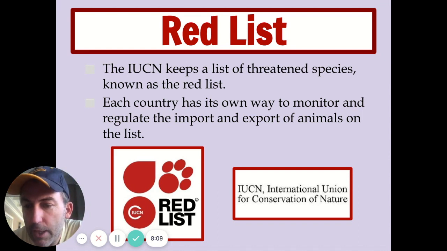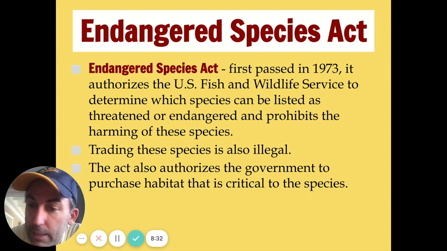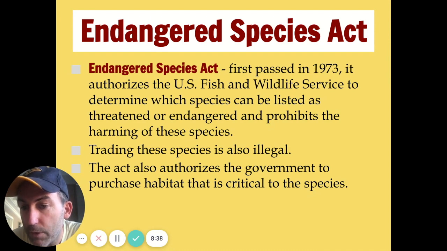It's basically an international body keeping track of threatened and endangered species. And each country within the IUCN has its own system for keeping track and trying to protect these. Here in the U.S., again, we have the 1972 Marine Mammal Protection Act, passed to prohibit the killing of marine mammals, which was fantastic. And also a year later, the Endangered Species Act, under which the Fish and Wildlife Service determines which species are threatened with extinction and makes trading of these species illegal, and also authorizes the government to purchase land that may be helpful for maintaining populations of endangered species.